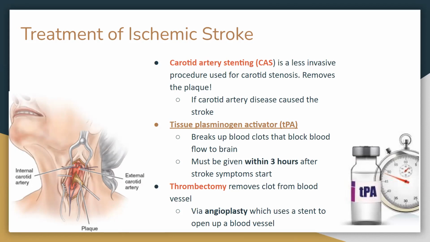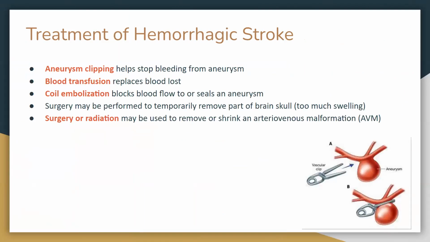And then thrombectomy removes clot from blood vessels via angioplasty, which uses a stent to open up a blood vessel. And then treatment of a hemorrhagic stroke includes aneurysm clipping to help stop bleeding from the aneurysm, blood transfusion to replace blood loss, coil embolization, surgery, and radiation. Surgery can be performed to temporarily remove part of the brain if there's too much swelling from the blood.